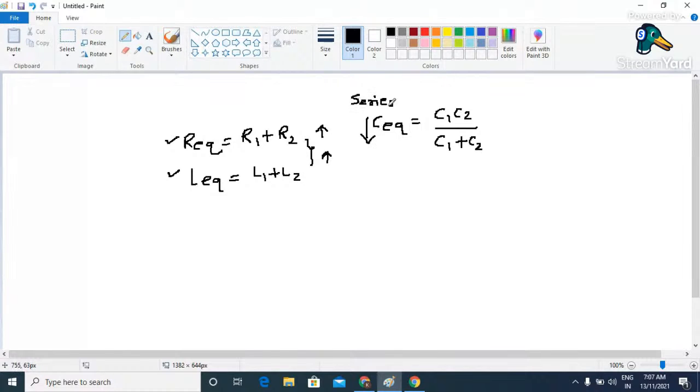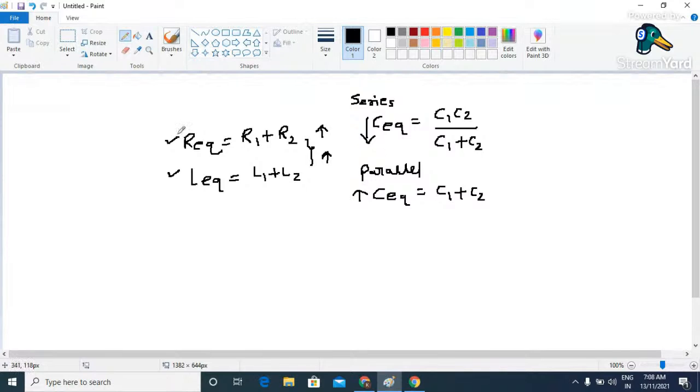This is very important. On the other hand, if the capacitors are connected in parallel configuration, then what will happen? The effective capacitance is simply the addition of individual capacitances. So it is going to be more as compared to the effective capacitance when they are connected in series configuration. So this is a point you have to remember.